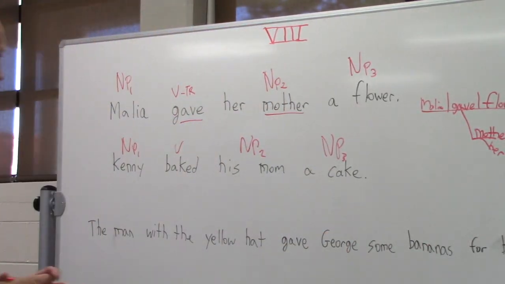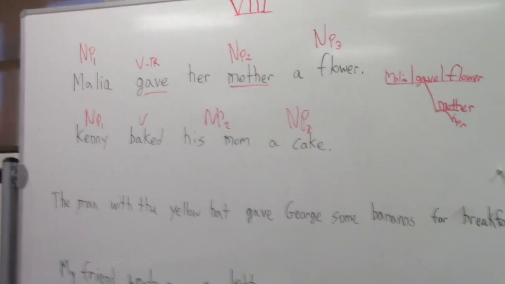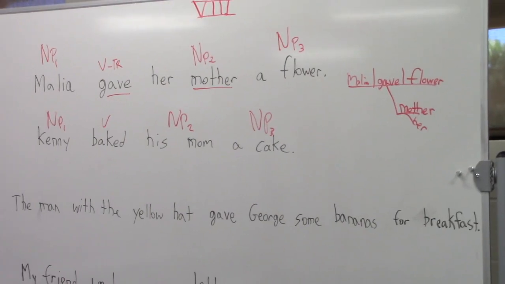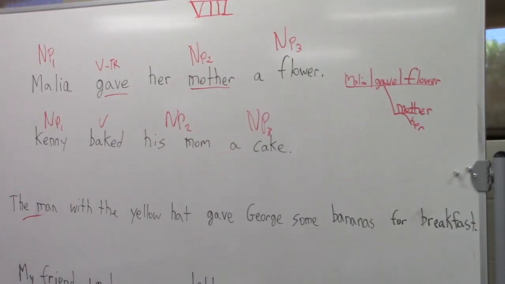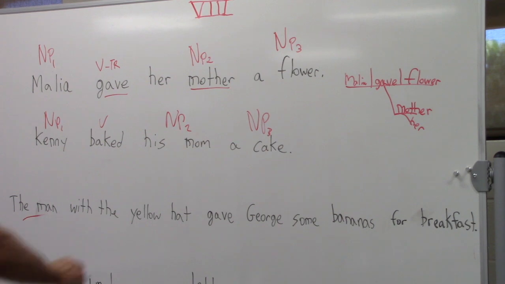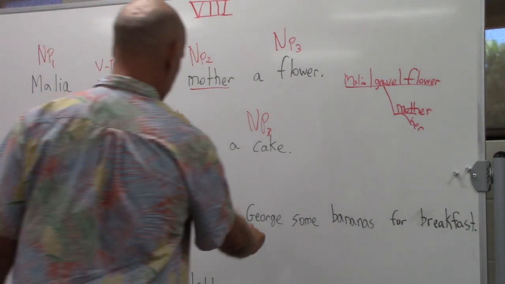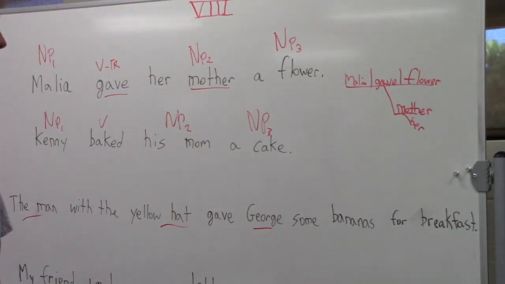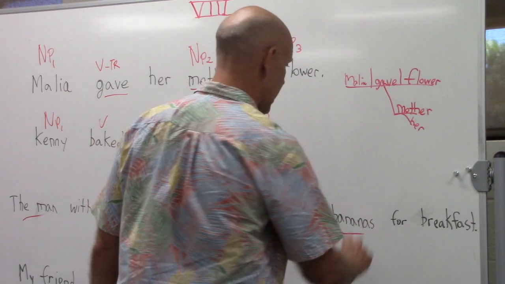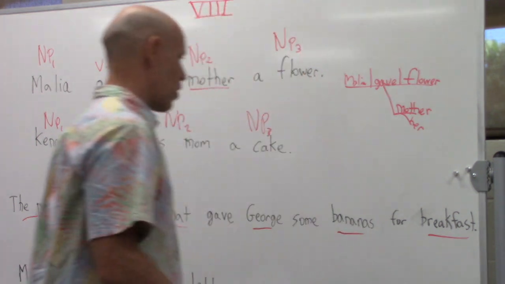Now the second to last one is a little more complicated here. What are your nouns in there, dude? The man. Okay, that's 1. What else? The yellow hat. The hat, okay. George. George, can you hug George? Yes. I guess if you can catch him, yeah. Bananas. Okay, and? Breakfast. Okay, that's definitely a noun. We get hungry seeing that.